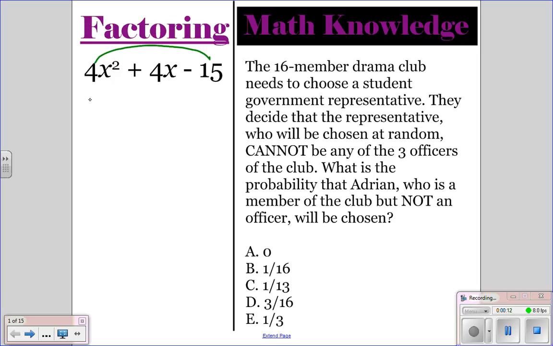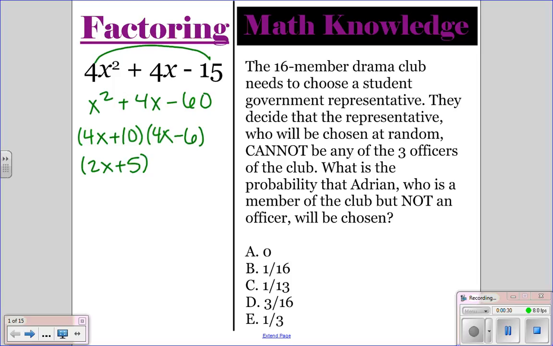Remove the 4 and make it x squared plus 4x minus 60. And then don't forget to replace your 4 whenever you go to factor. And you're going to want to use a positive 10. And then you'll have a 4x minus 6. Both of these will reduce. We'll have 2x plus 5. And then we'll have 2x minus 3. And so this would be your answer for the factoring question.